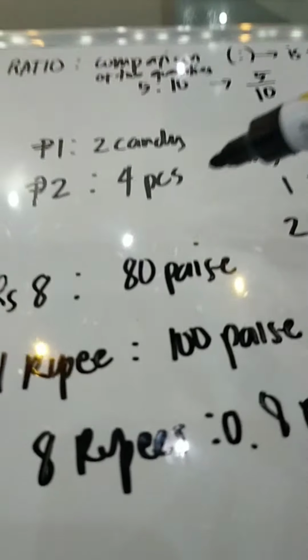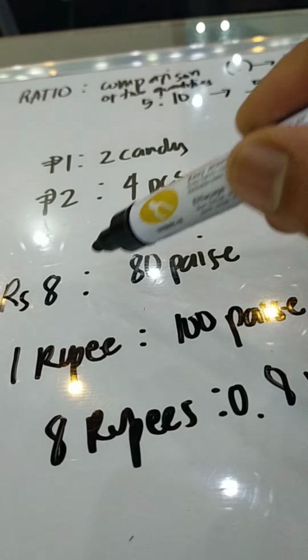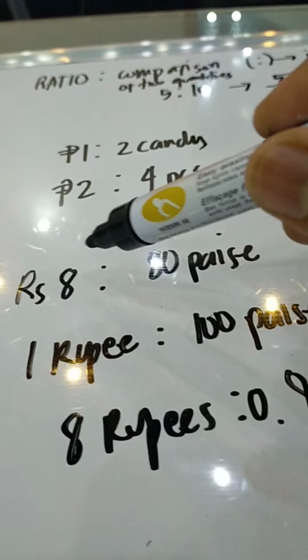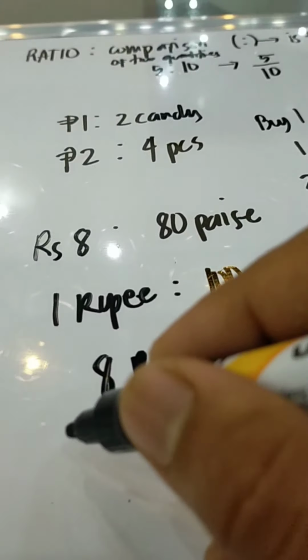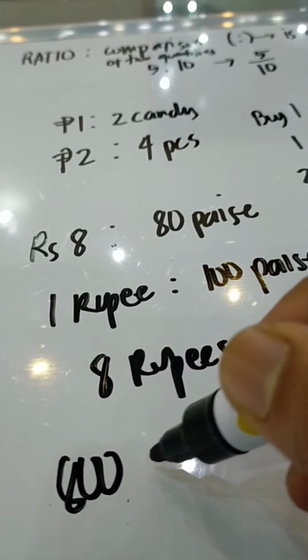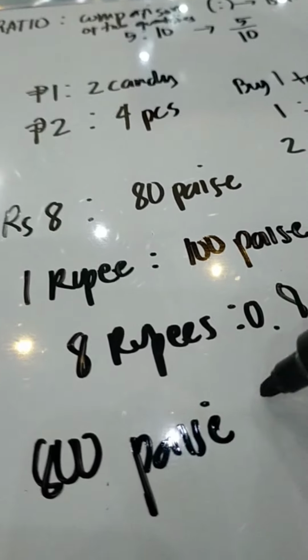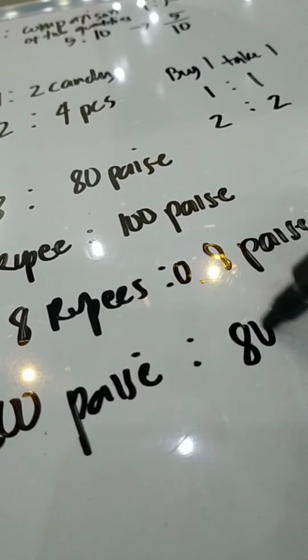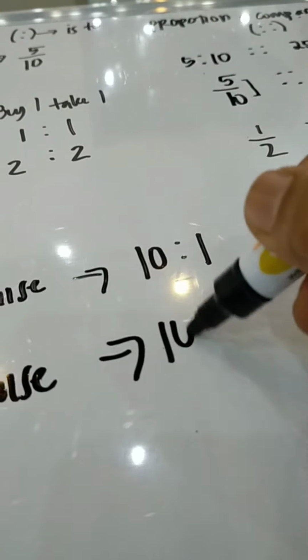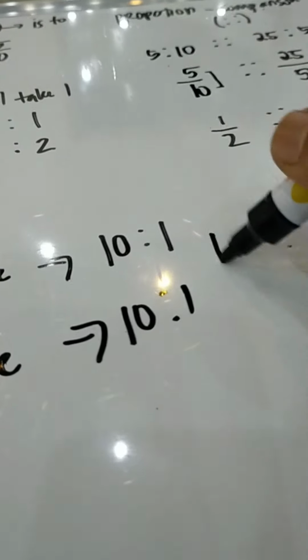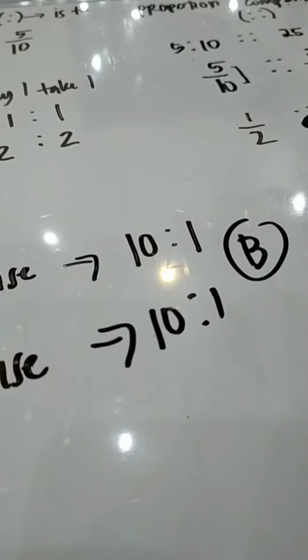Or pwede din naman yung rupees ang ating i-convert into paise. So we have 8 rupees, it would be equivalent to 800 paise is to 80 paise. The same is true with 10 is to 1. So the answer is letter B.